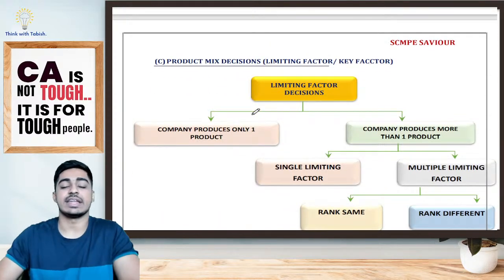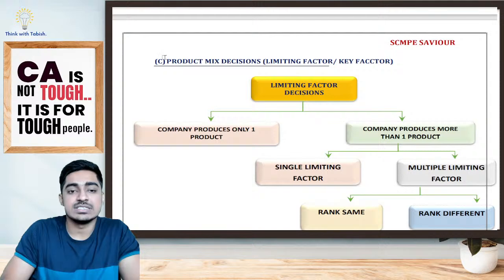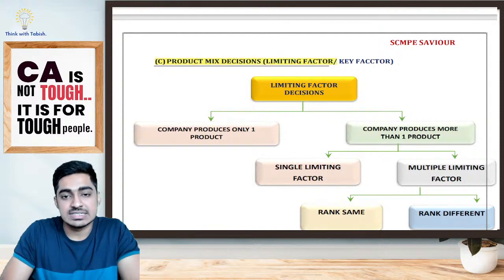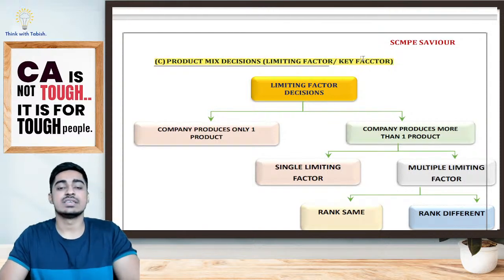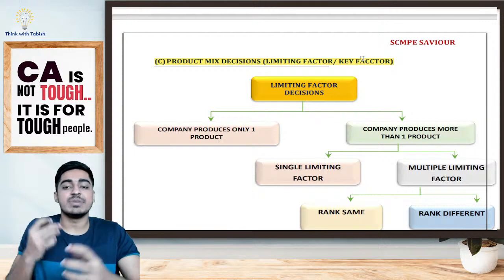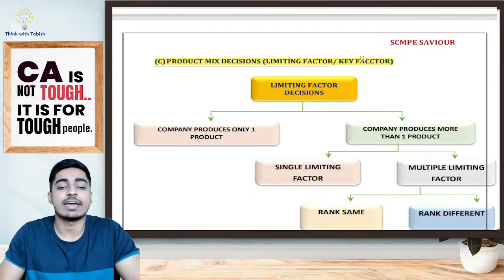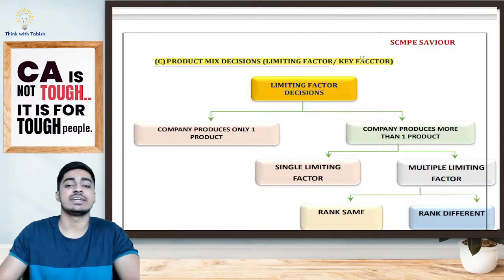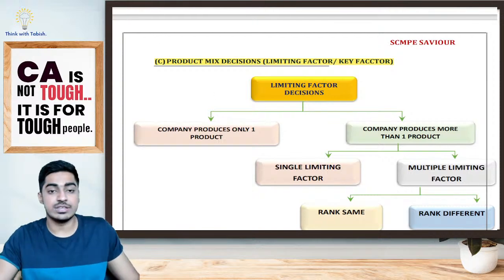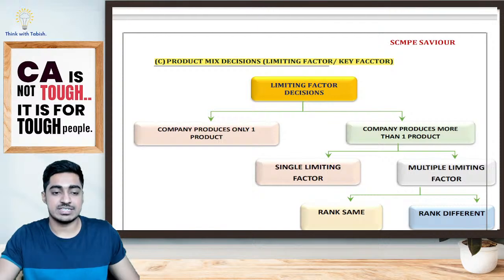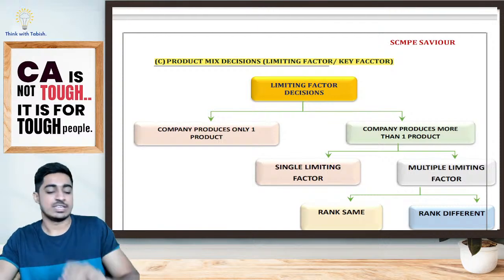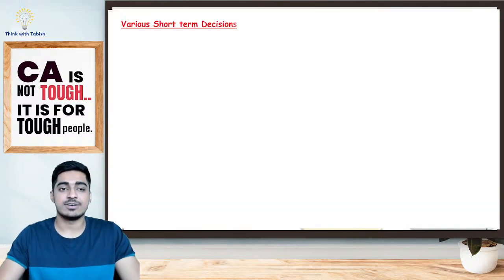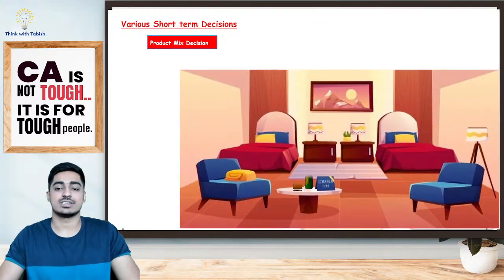Next, the third and an important area that we have is product mix decisions. That is, how do we look at the product mix if we have a limiting factor? This we would have already done in our CA Inter. Again, we'll try to explain it to you. Product mix decision. Every concept, let us understand it with small stories.